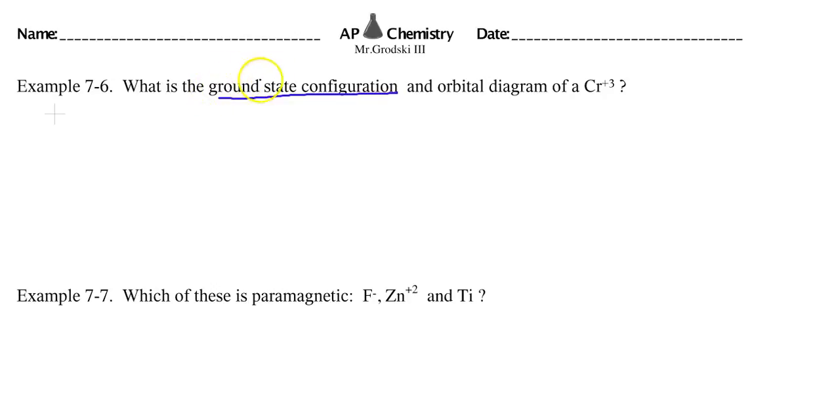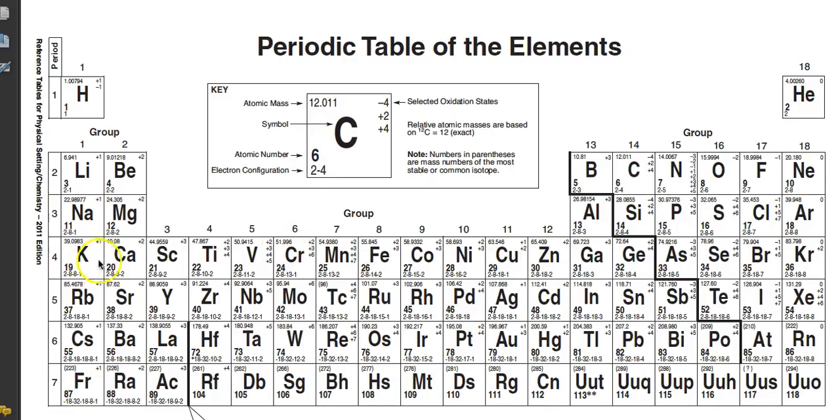In this next question, we're going to write a ground state electron configuration, with electrons going in order from lower energy to high energy. The Aufbau principle is in effect. And an orbital diagram for chromium +3, an ion. So let's go to the periodic table. Looking at chromium, it's 4s2, 3d4, and having that information, now let's go back to the paper and write that out.